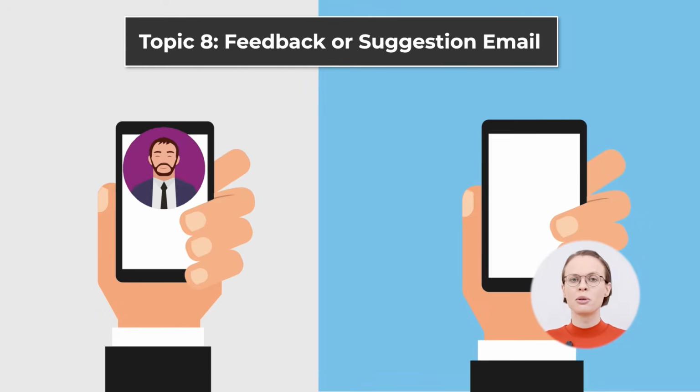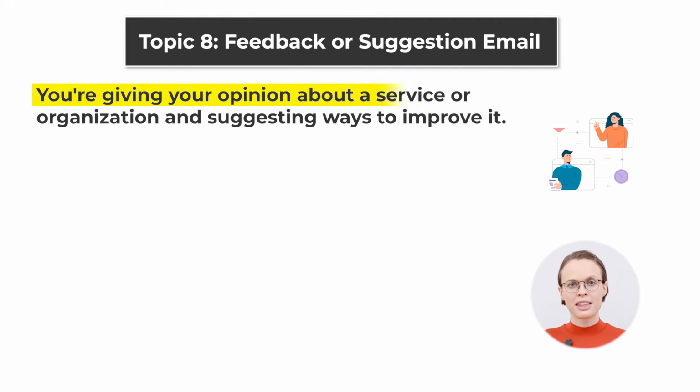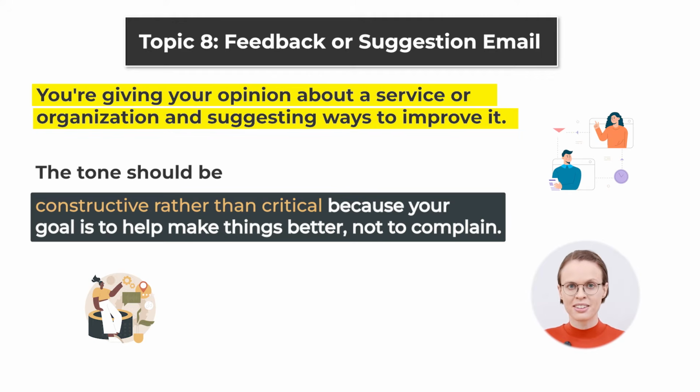Now, let's continue with 3 more topics you must know to write a high-scoring email in CELPIP writing. Topic number 8 is the feedback or suggestion email. In this email, you're giving your opinion about a service or organization and suggesting ways to improve it. The tone should be constructive rather than critical, because your goal is to help make things better, not to complain.